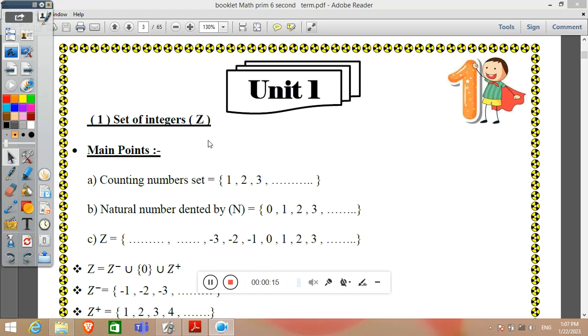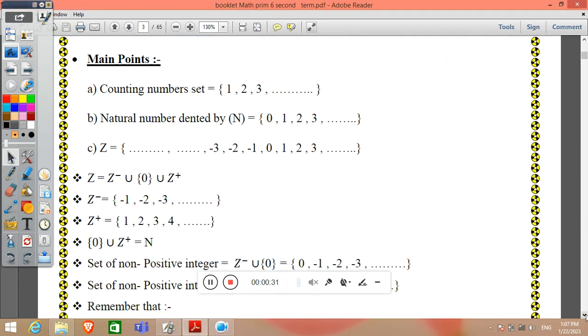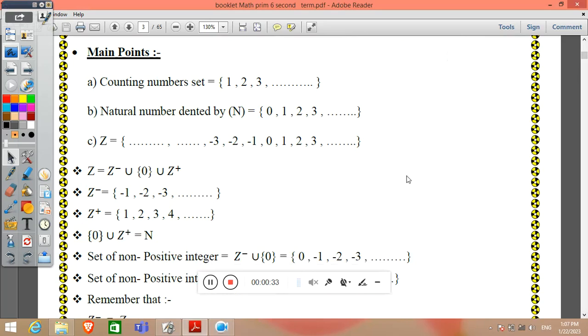The main points. There are some sets we studied before, like the set of counting numbers, and it starts with 1, 2, 3 and so on. This set is used to count things, like the number of chairs, the number of students and so on. Next we have the set of natural numbers. The natural numbers are all the whole numbers, like 1, 2, 3 and 4 and so on, and the 0. So the natural numbers N equals the set 0, 1, 2, 3 and so on.